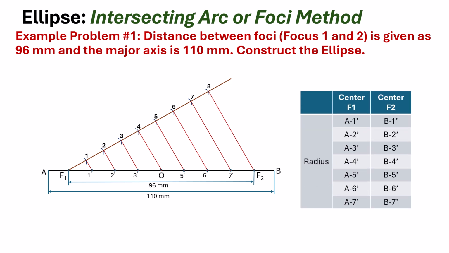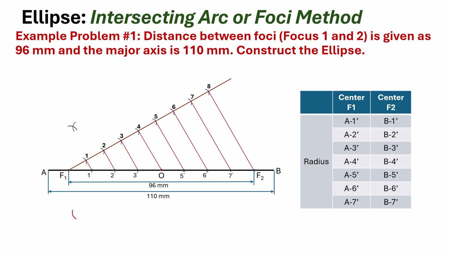So the next step is to take some radius and draw an arc, taking F1 as center one time and F2 as the center the other time. So what is the radius? Our first radius is A1 dash, and once we have this radius, we have to draw the curve on either side of this line AB using center F1. So we take the radius A1 dash, and then from F1 we mark one arc on this side and one arc on the other side.